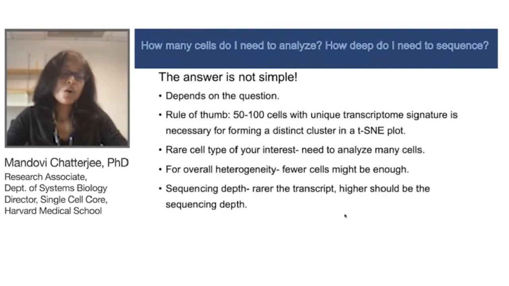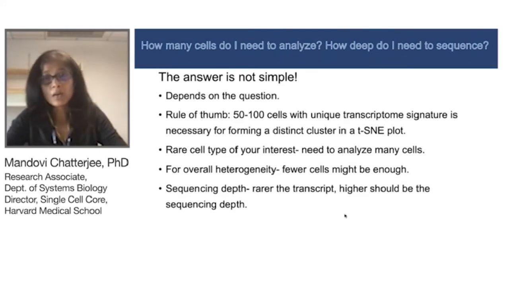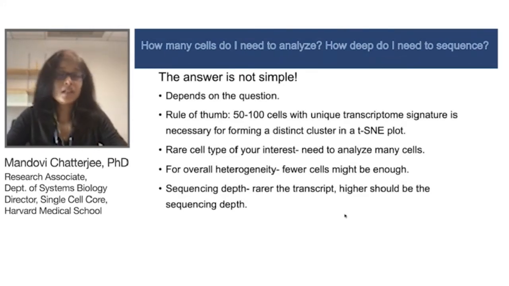So one of the questions I often get is how many cells should I analyze and how deep should I sequence? Unfortunately, there is no straightforward answer to that. It really depends on the question you're asking. For rare cell type of your interest, you need to analyze many cells. And for overall heterogeneity, fewer cells might just be enough. As a rule of thumb, you need about 50 to 100 cells with unique transcriptome signature to form a distinct cluster. That means if you profile 5,000 cells, about 50 or 100 cells make up 1 to 2% of the entire population. If you want to see smaller subpopulation than that, say 0.5%, you will need to profile double as many cells, and so on.